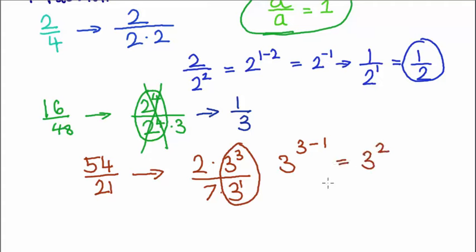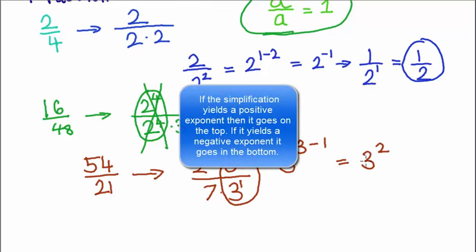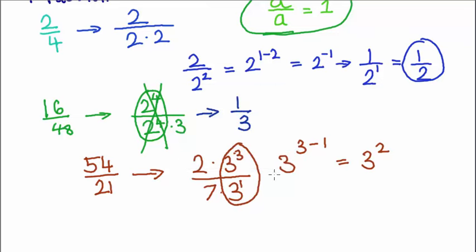Now, if you're wondering where I would put this 3 to the power of 2, basically, would I put it on the top or the bottom? The answer is that I would put it on the top. Therefore, I put the simplified answer, which is 3 to the power of 2, on the top.